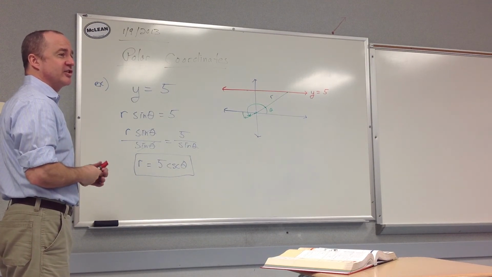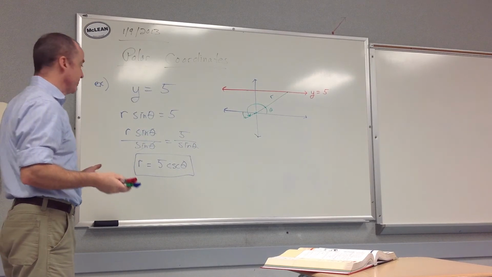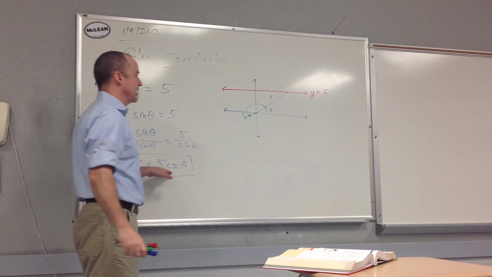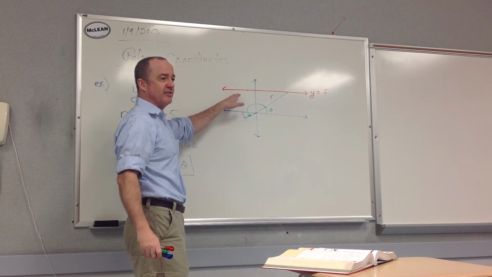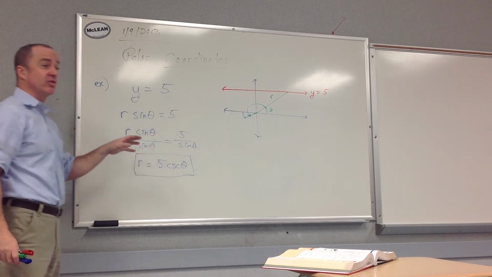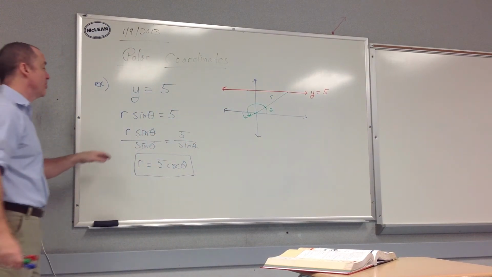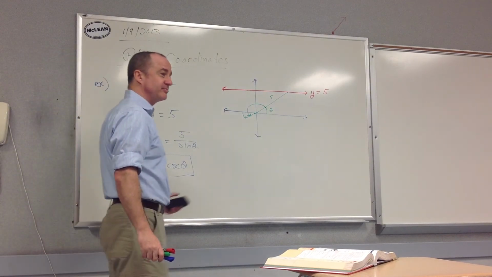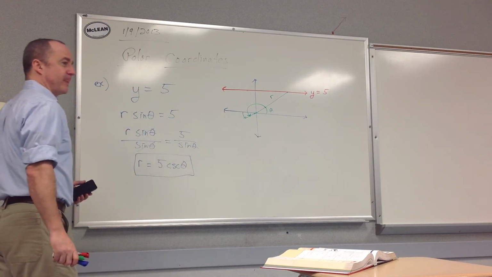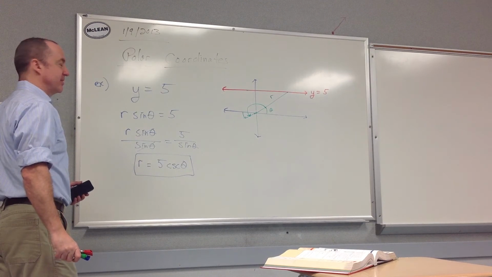Also, polar equations are not better than rectangular equations. This is a much more complicated way to represent this idea than y equals 5. Yes. But if you're talking about circles or spirals or a couple of other shapes, oh my god, polar coordinates are so much easier.